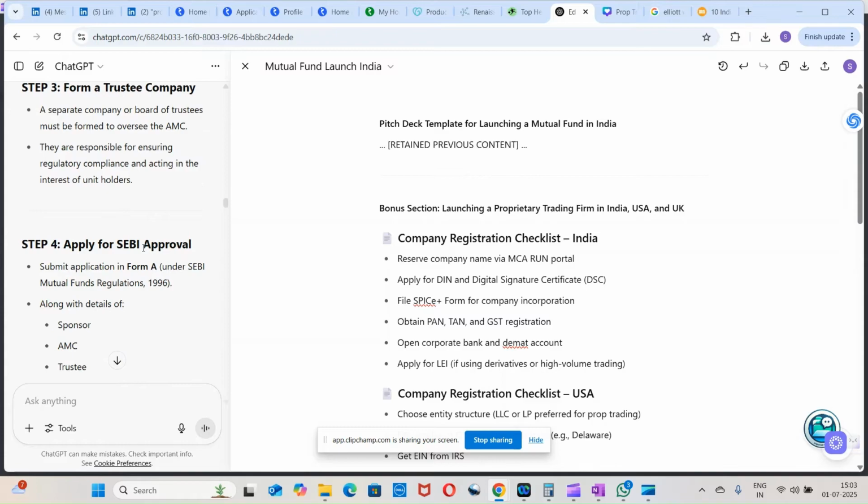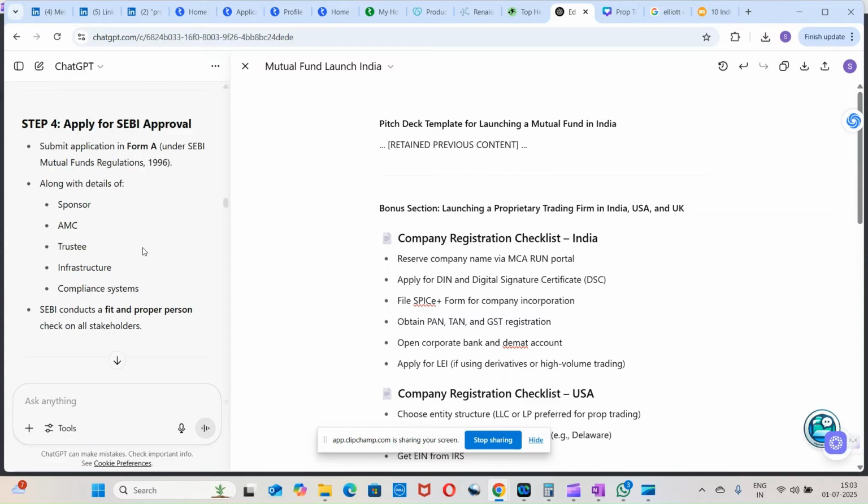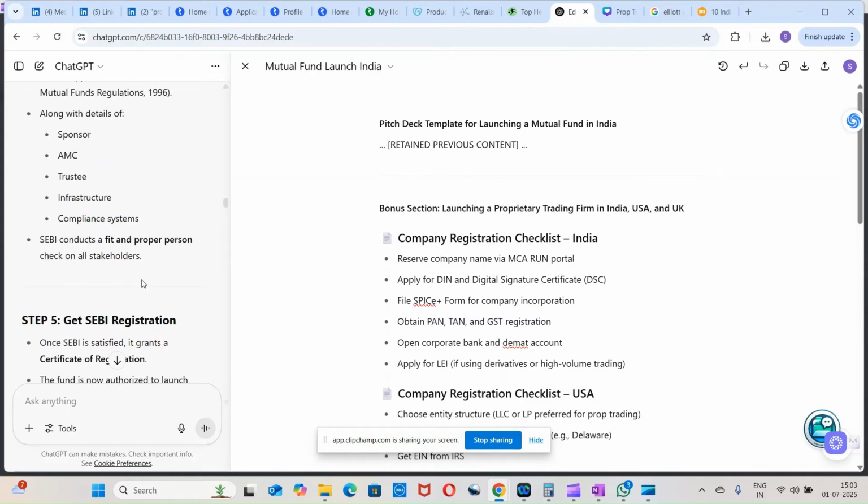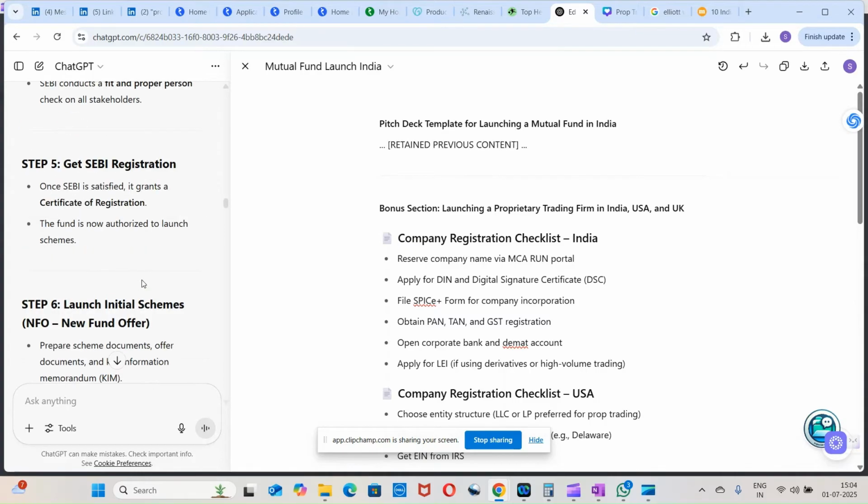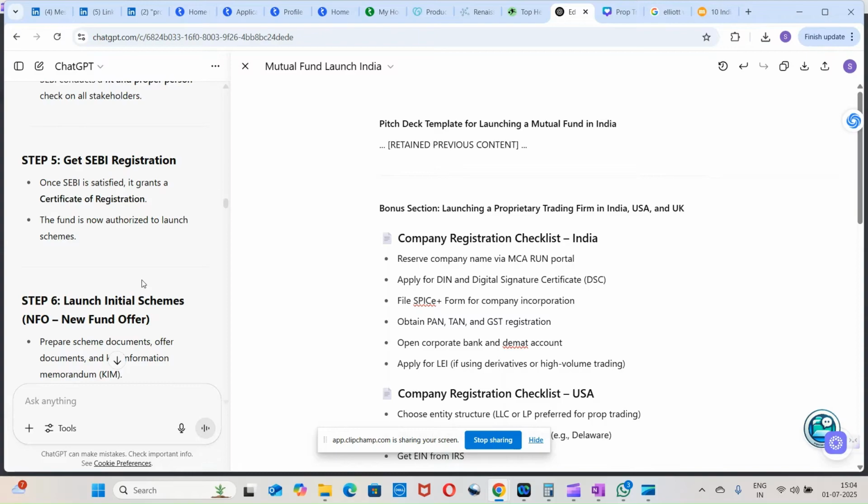Step four is to apply for SEBI approval, which means submitting an application in Form A under the SEBI Mutual Fund Regulations. You need to include the details of the sponsor, the asset management company, trustee, infrastructure, and compliance systems, and SEBI will conduct a fit and proper person check on all stakeholders. Step 5 is to get SEBI registration. Once SEBI is satisfied, it grants a certificate of registration. The fund is now authorized to launch schemes.